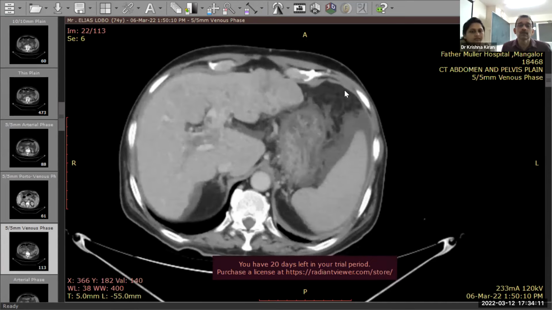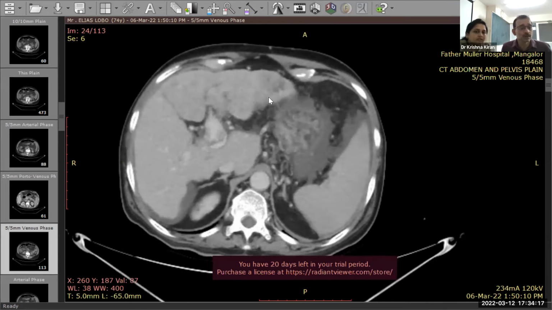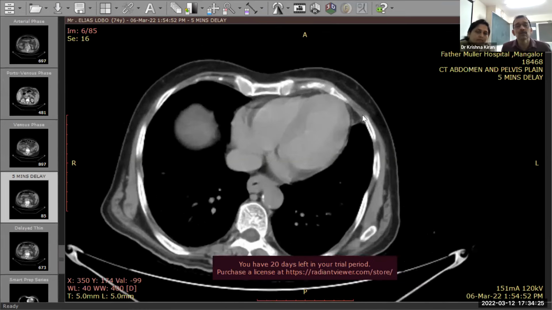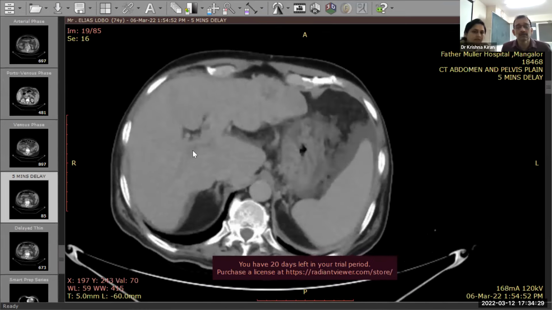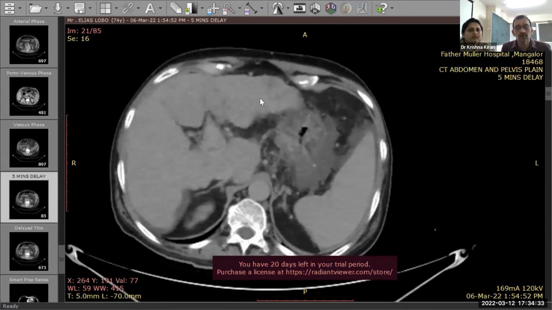Even in the portovenous phase, there is no enhancement of the nodules seen in the left lobe. In the venous phase, there is a complete washout of the tumor thrombus in the portal vein, and there is no enhancement of the nodules in the left lobe. Yes.